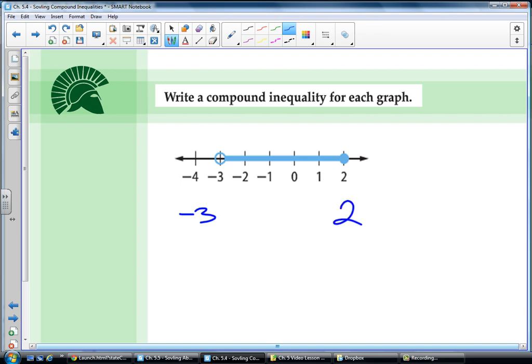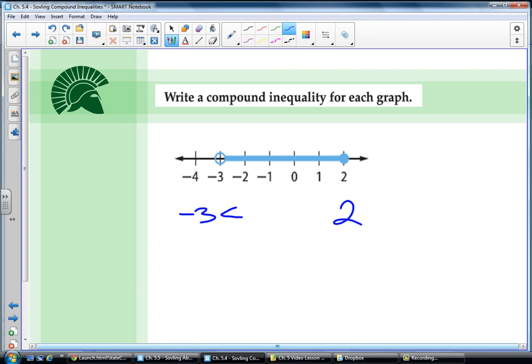Then what we have to do is recognize what the open and closed circle mean. Please notice for this, even though it's a compound inequality, they do not have to be the same. The inequality sign doesn't have to be the same. And how do we know that? We know that because the one for the -3 is an open circle. And so that would mean that everything we're talking about in this graph is greater than -3, but not equal to, because it's an open circle.